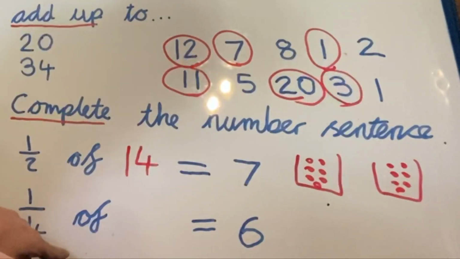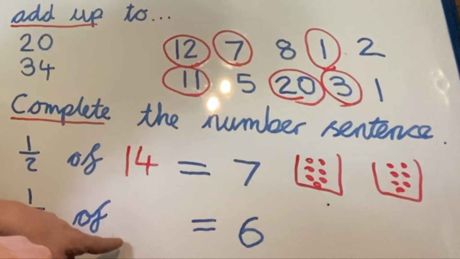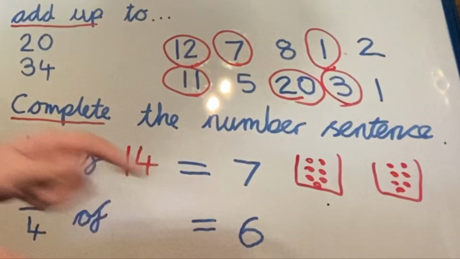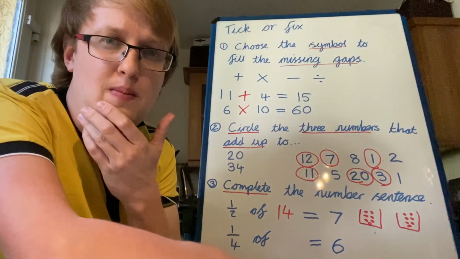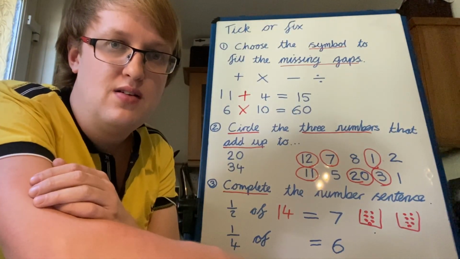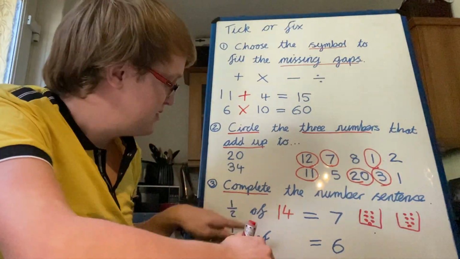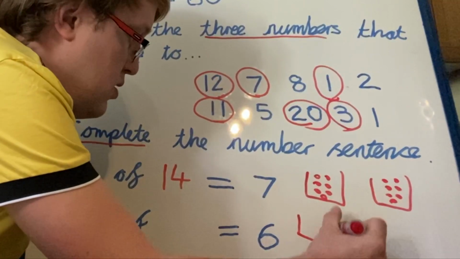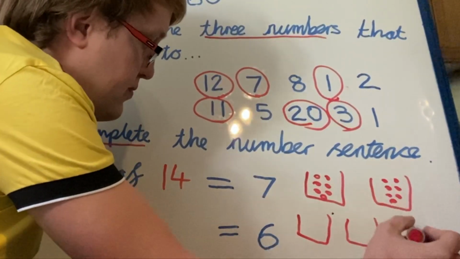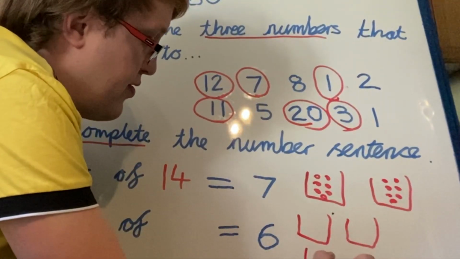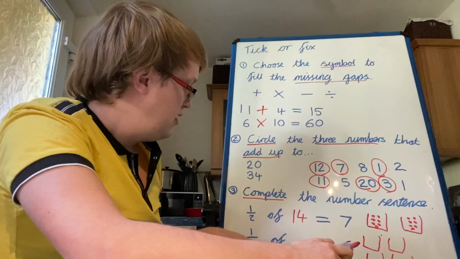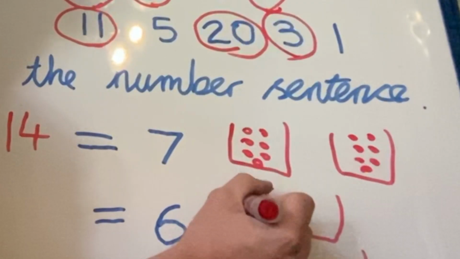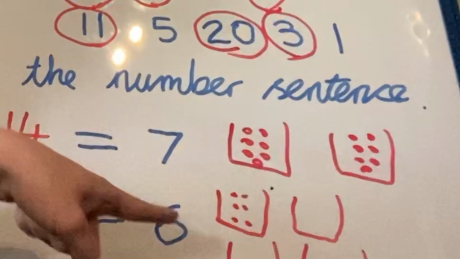And on last one, 1/4 of something equals 6. So that's what I've got. I've got 1/4 of something equals 6. So I need to draw how many equal parts? 4 equal parts. That's right, because it's quarter. So I need 4 of them. 1, 2, I draw them down here. 3, 4. And 6 is in one of them. So 1/4 looks like that.